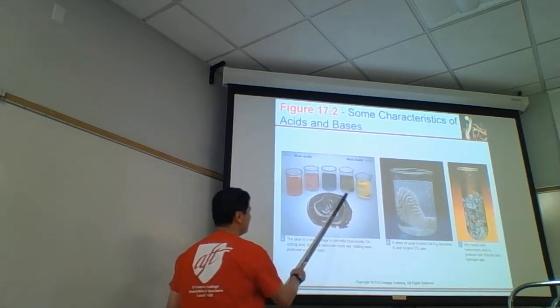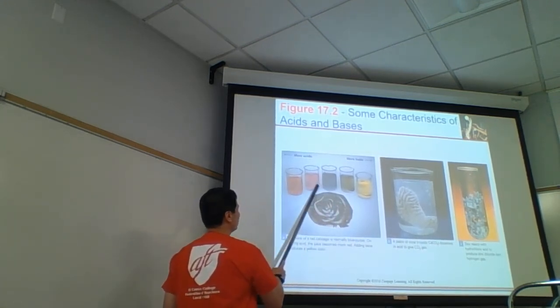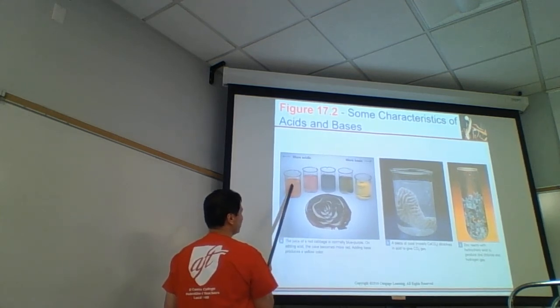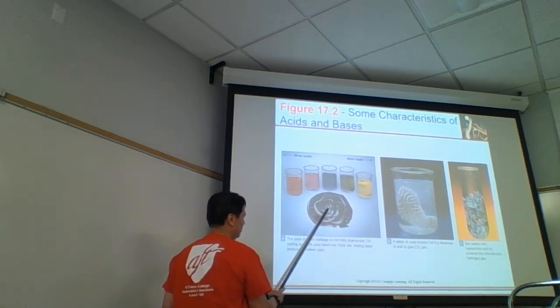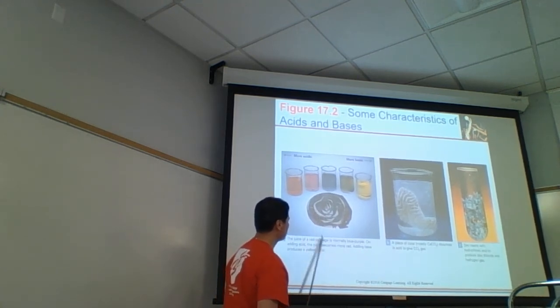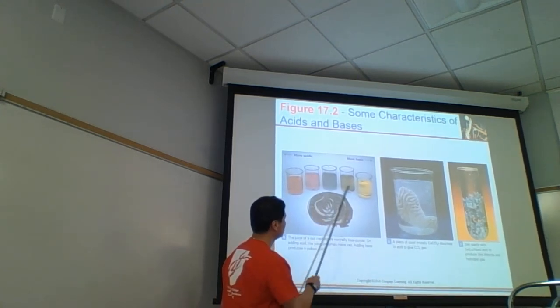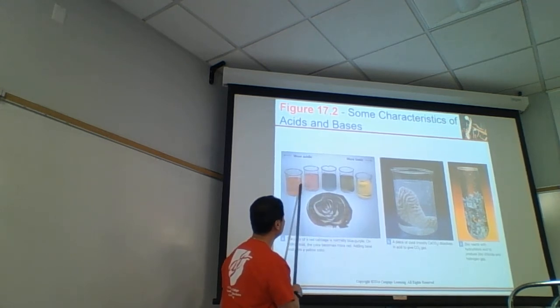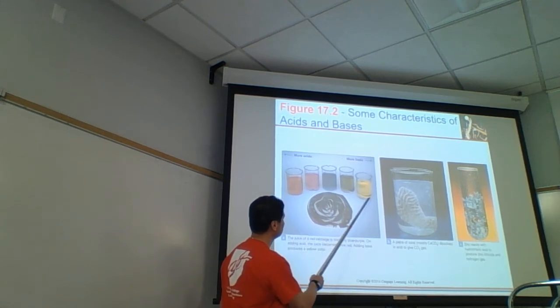Acids change the pH of water. The pH of water becomes more acidic. We can tell based on dyes and what we call indicators. And so red cabbage juice can change color depending on the pH here. So at more acidic conditions, it's this color. At more basic conditions, it's this color.